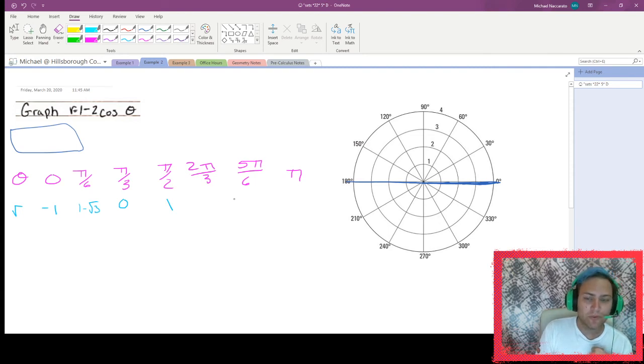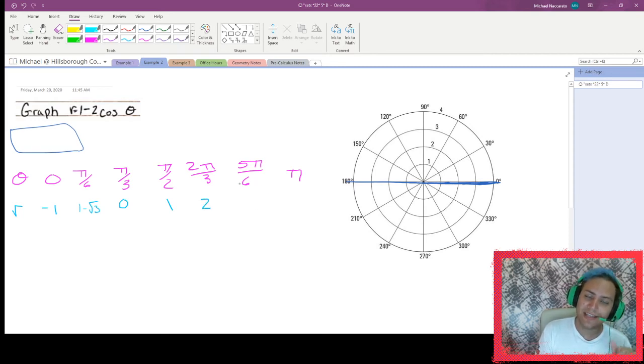2 pi over 3, well, now we're moving over in that other quadrant. So for my 2 pi over 3, I'm still going to have 1/2. And because it is going left this time, into that quadrant on the left-hand side, the second quadrant, it's going to be negative 1/2. So negative 1/2 times negative 2 is going to be positive 1, and 1 plus 1 is 2.